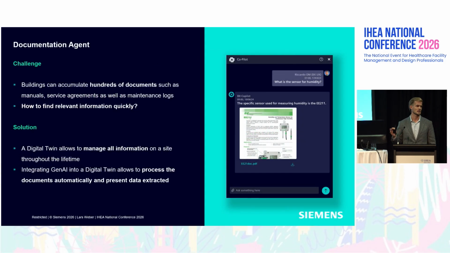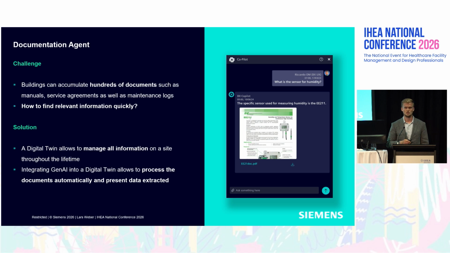So I mentioned hundreds of different documents, different SharePoints. Some of them might even be locally stored. So we've created what we call a document agent, and this document agent can very easily, with one query, tell you the information that you need, in this particular case, what sensors you need for humidity for that asset. It's sensor EE211, and then it gives you the technical documentation. It gives you a screenshot of the exact page and a reference where you can actually look into that document.